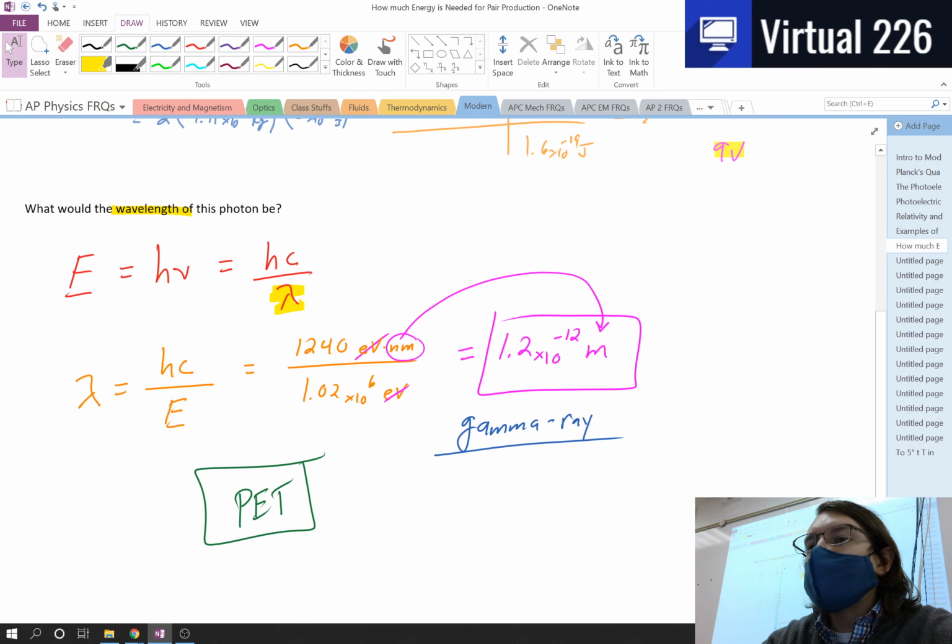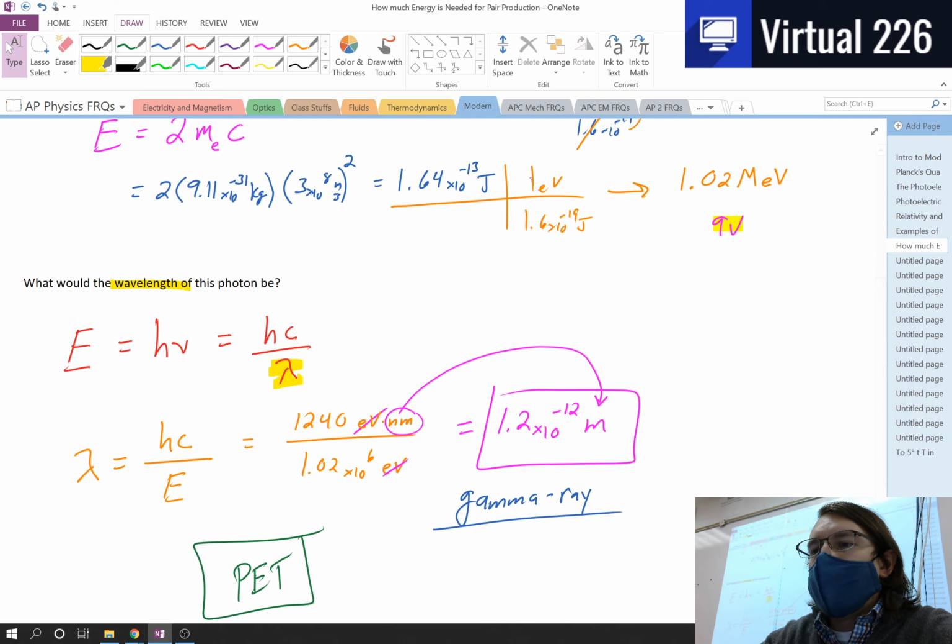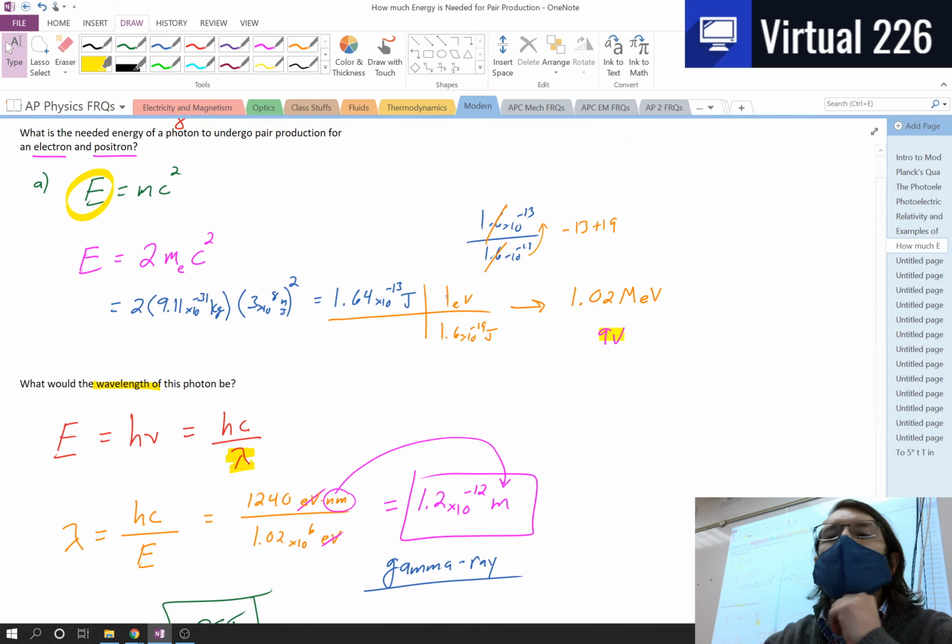So this is our first foray into E equals mc squared, and it is our first foray into thinking about not only matter, but antimatter. And we can see how much energy we need and how much energy that kind of annihilation would give off.